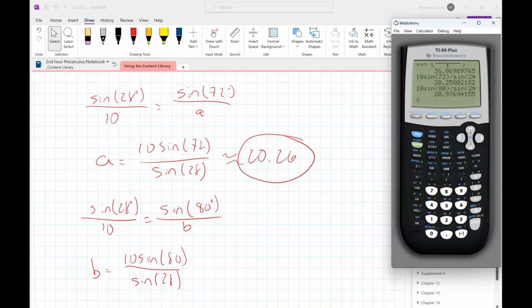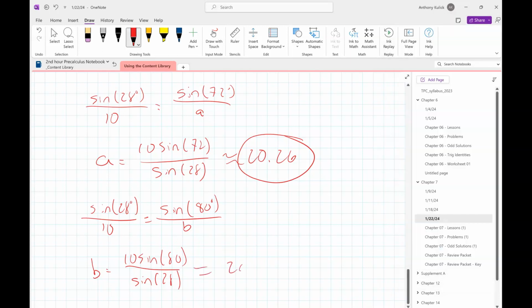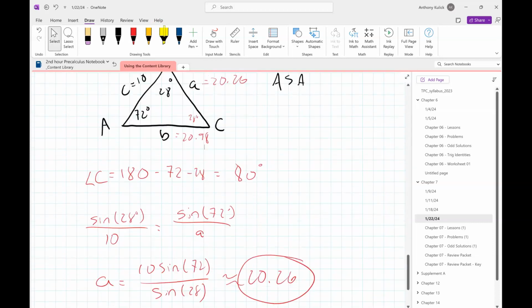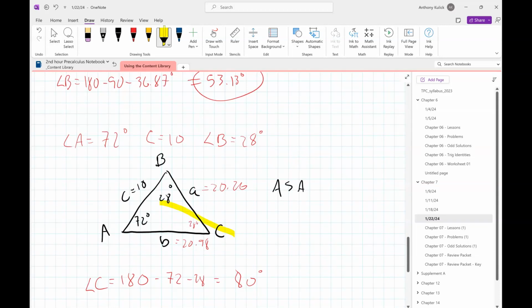So 20.98. And what's the check here? You want the smallest side across from the smallest angle.